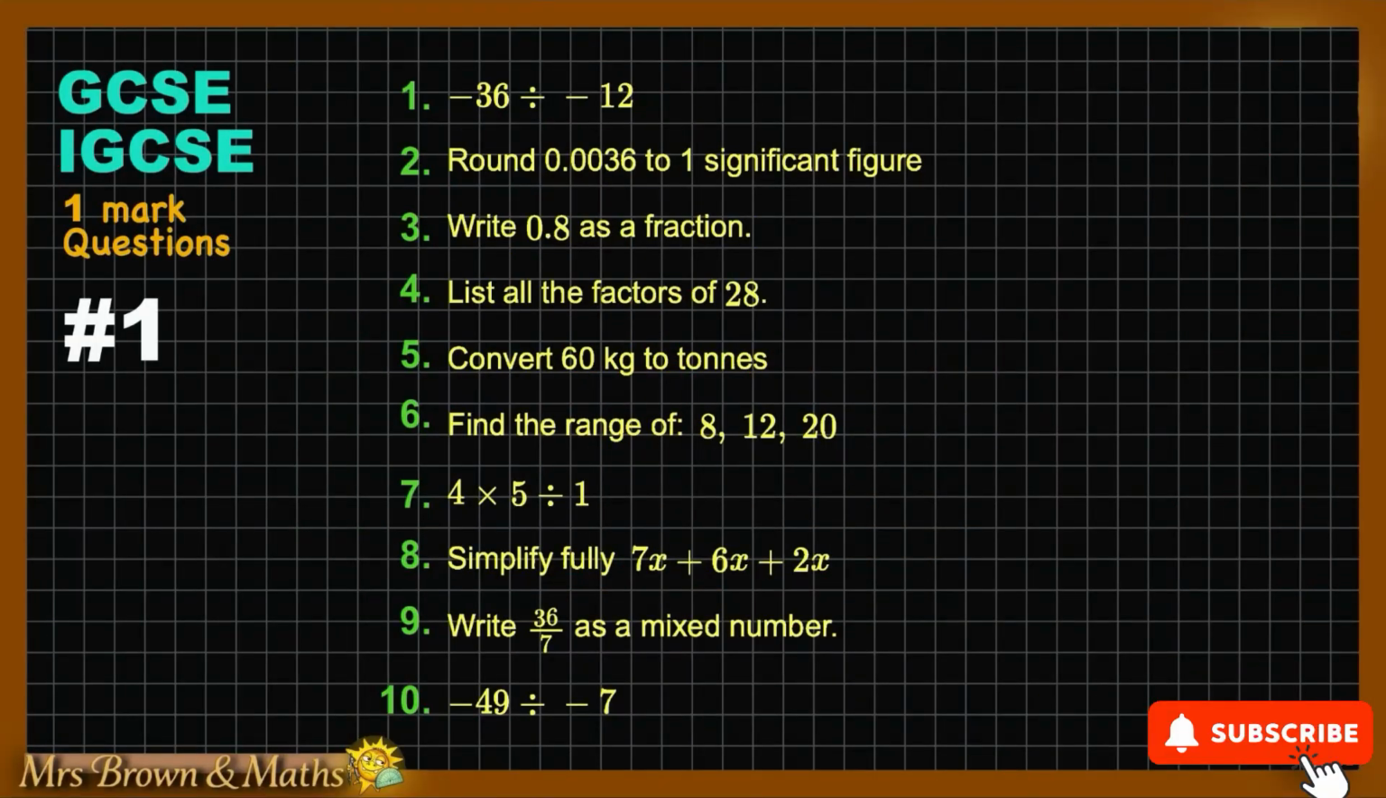Question 1. Negative divided by negative gives a positive. 36 divided by 12 is 3.